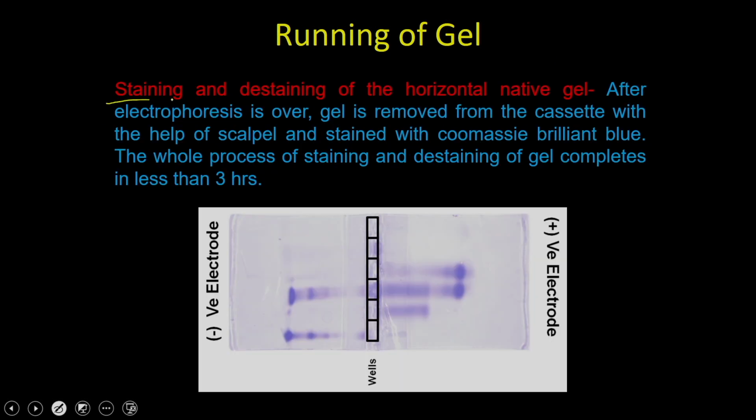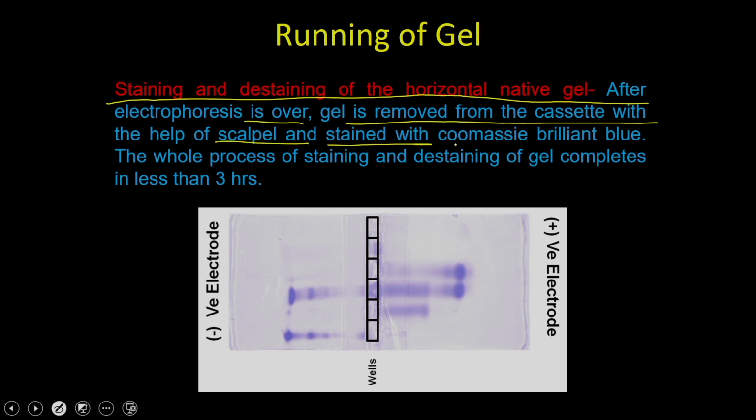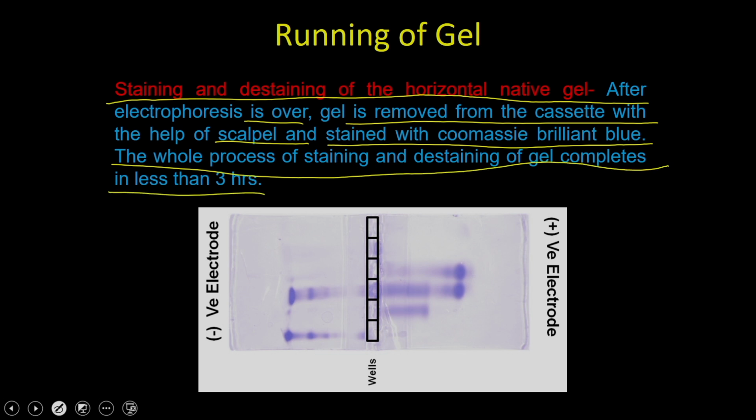Then once you are done with that, you do the staining and destaining. After the electrophoresis is over, the gel is removed from the cassette with the help of a scalpel and stained with Coomassie Brilliant Blue. The whole process of staining and destaining of the gel is completed in less than 3 hours.